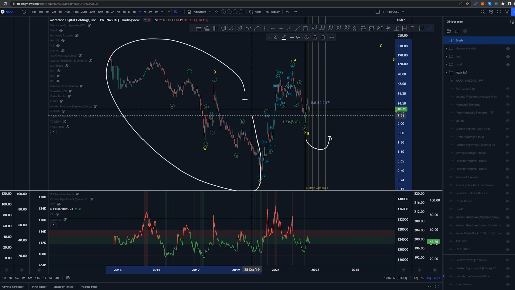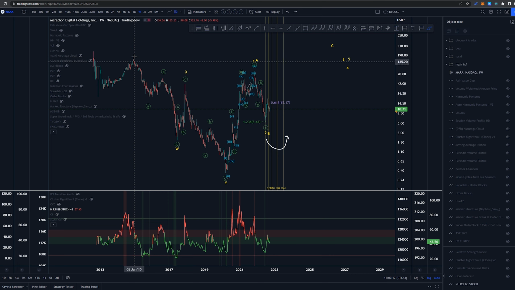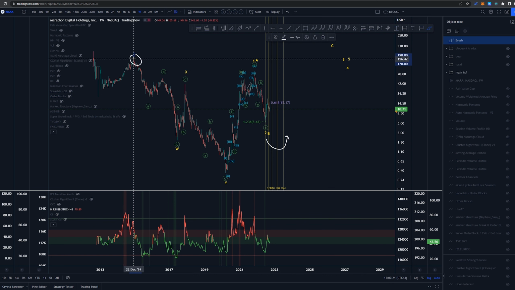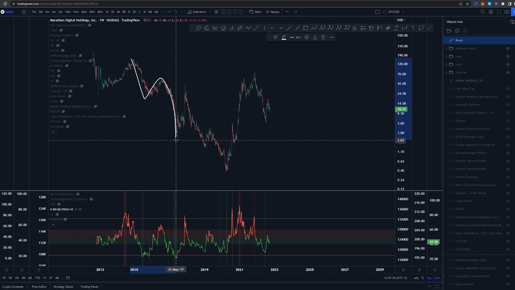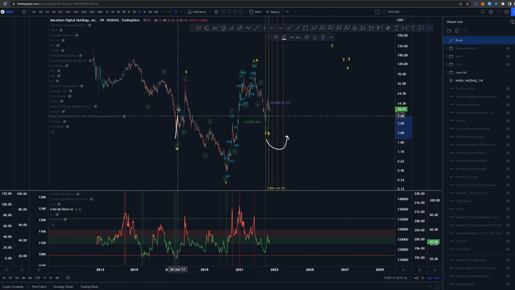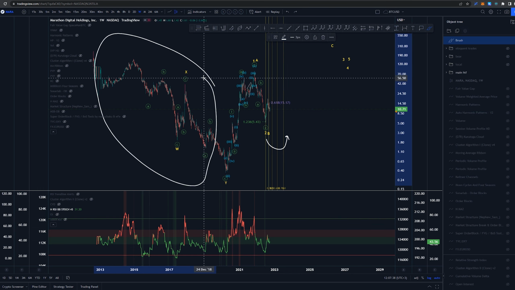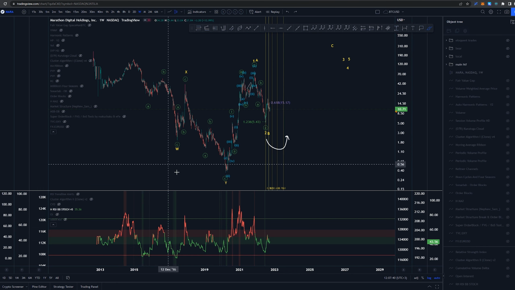The structures behind it are not that tradable to me. There are some possible structures that I've labeled in here, where I started the count from here, where we had this as an ABC, another ABC, and then another ABC, creating a possible WXY. Again, these don't really matter overall. I just wanted to label something in here that looked pretty okay, and this definitely looked the best.